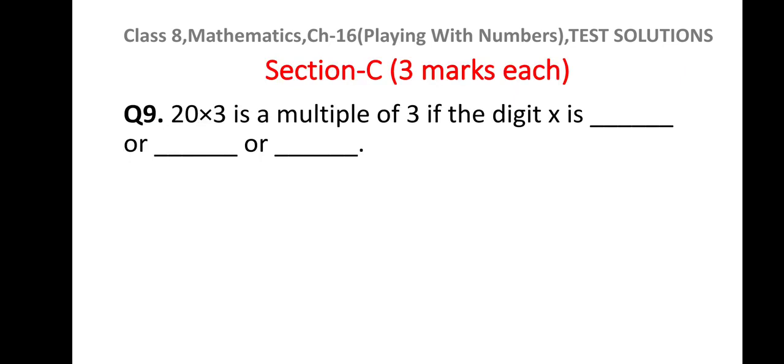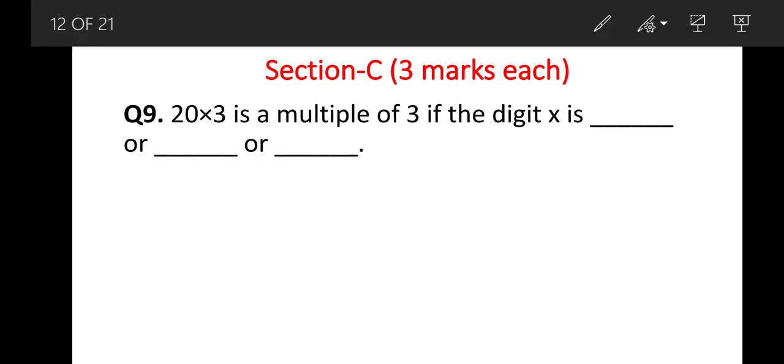So, section C, 3 marks each. Question number 9: 20x3 is a multiple of 3 if the digit x is dash or dash. We need to tell the value of digit x in the number given to us, and one more condition is given, that it is a multiple of 3. So we need to use this concept.